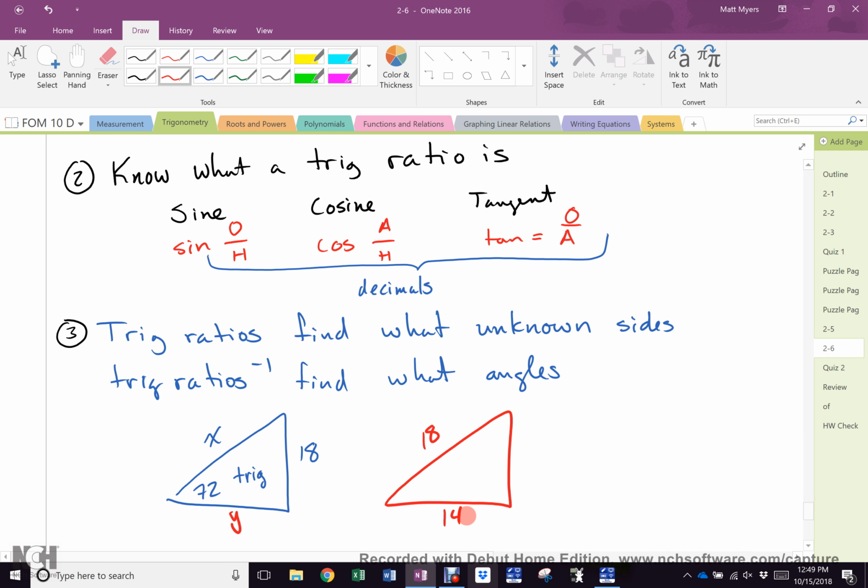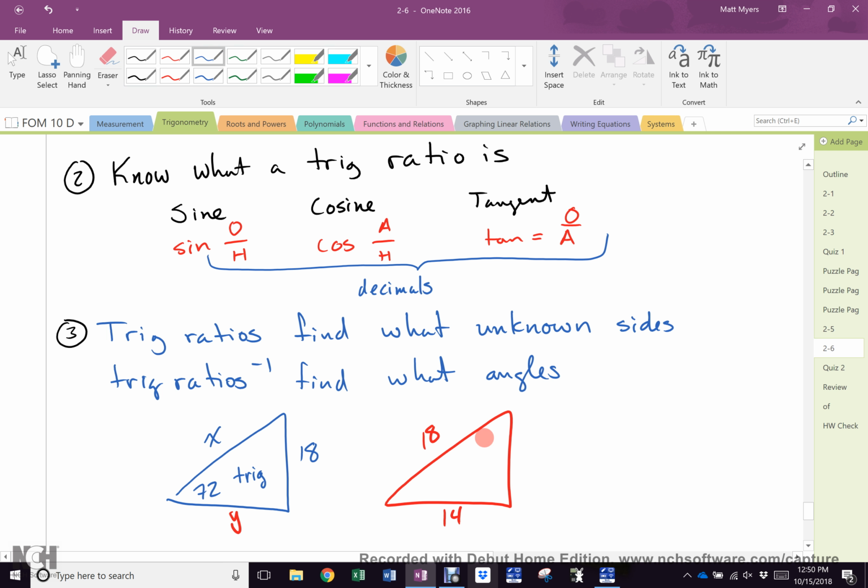Which one? You don't know. Why? Because I haven't told you which angle you're looking at. Because the angle decides if you're going to do opposite or adjacent, yes? But which one must you use? Which one must you not use there? Tan. Why? Because you have a hypotenuse.